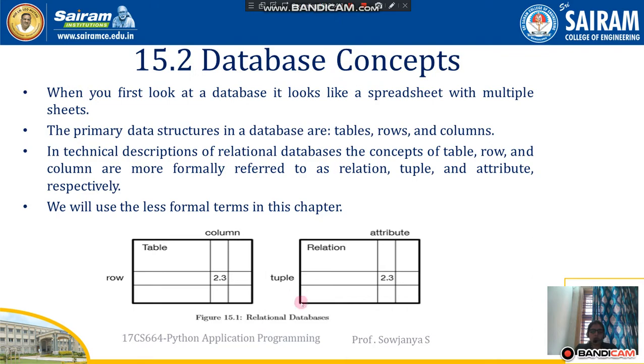Okay, this is how your relational databases can be represented. You have a database, that is, it contains a table, row, and then column. Tuple is also nothing but a row, which contains the values also.